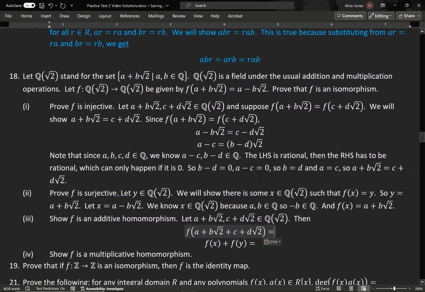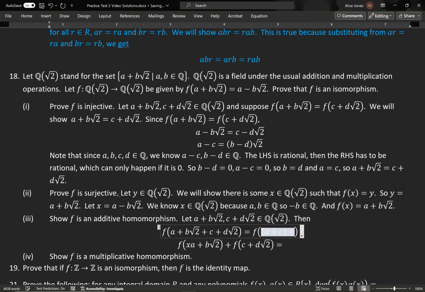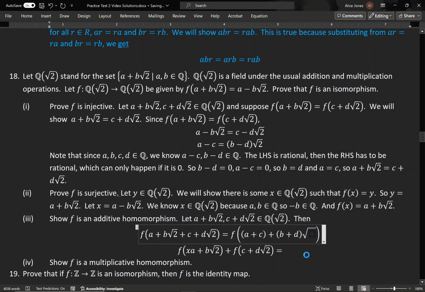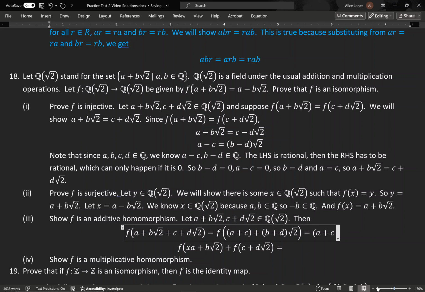Okay. Then I'm going to figure out what this is, and then I'm going to do the same thing separately down here, and hopefully these add up to be the same thing, because if they don't, then it's not an isomorphism. So for the first one here, we need to simplify the rational part and the irrational part. So this is a plus c plus b plus d square root of 2, like that. And then when I plug that into f, hopefully you can see what's going to happen. I'm going to get a plus c minus b plus d times square root of 2.